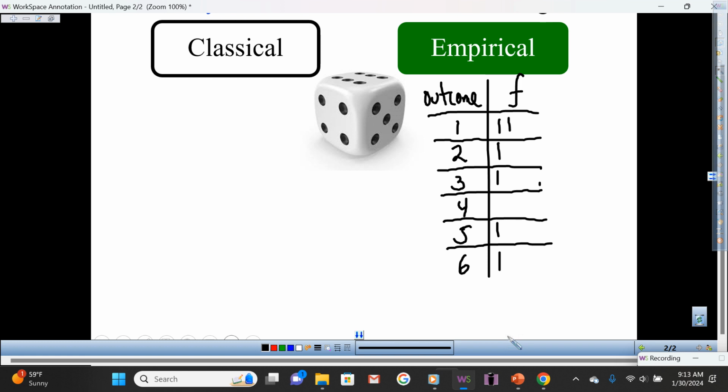All right, so get into teams of 2, and send a gopher, come get a die, please. We're going to do that for a little bit.